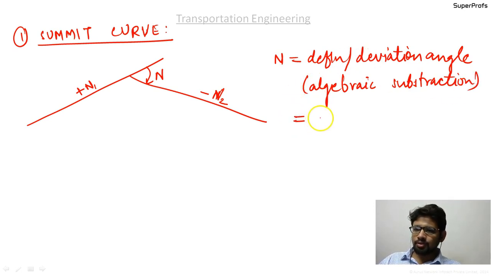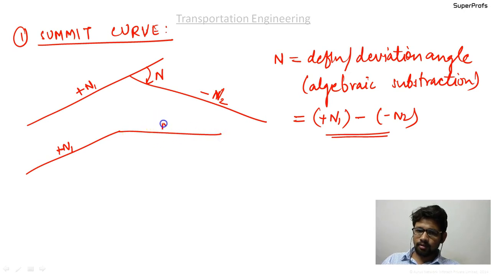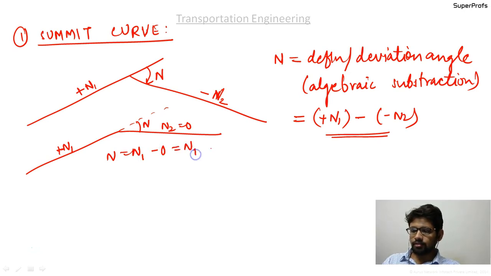Which is equal to plus n1 minus of minus n2, which will be given as plus n1 minus of minus n2. Suppose the case is like this, there is positive n1 and then it is flat like this, so that n2 equal to 0, then this N will be equal to n1 minus 0 equal to n1 itself.